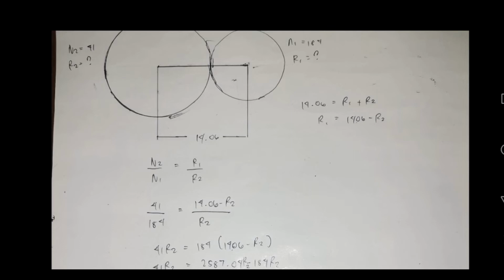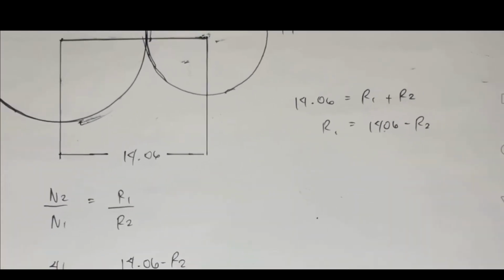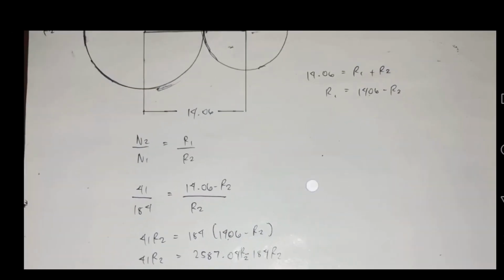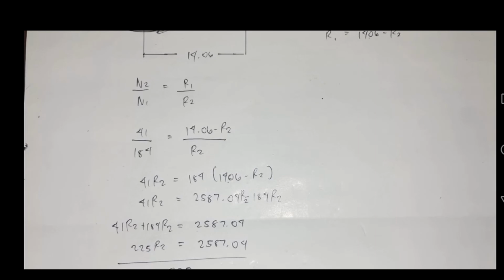To find the answer, we use the formula N2 over N1 equals R1 over R2. So, we input our givens: N2 is equal to 41 over 184, R1 is 14.06, and R2 is the value we will find. Then cross multiply, so we get the results, then add same terms. So 41 plus 184 equals 587.06.